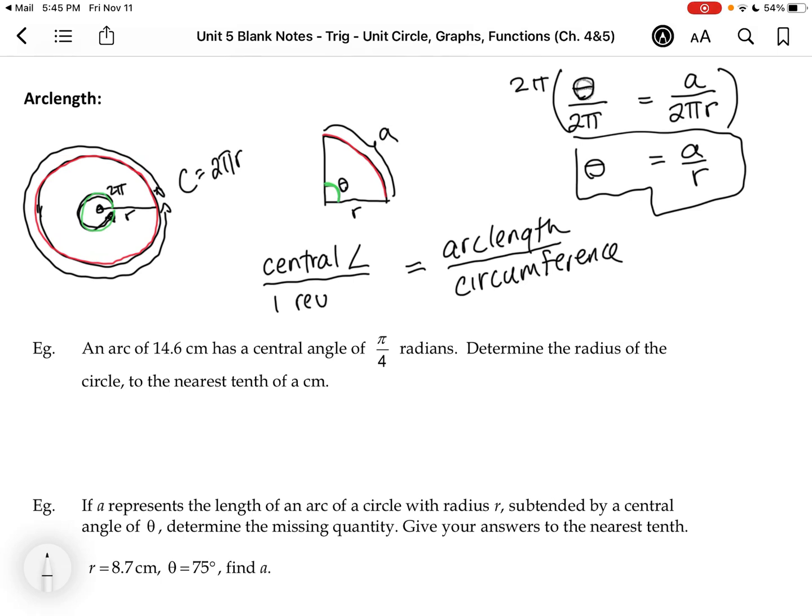This is a formula on your formula sheet. One thing that you need to know though is that this angle theta must be in radians. The reason it has to be in radians is because when we put one revolution as 2 pi in the denominator, that's how we could cancel the 2 pi with the circumference on the right. So if we're ever working with degrees with this formula, we've got to convert.